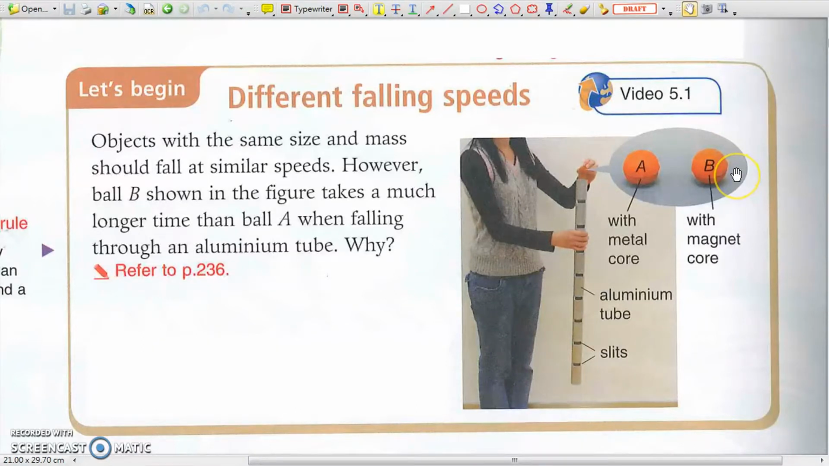The ball B with a magnet core falls much slower. But why? Note that the tube is made of aluminium, not iron. Aluminium is not ferromagnetic, so the magnet is not attracted by the tube.